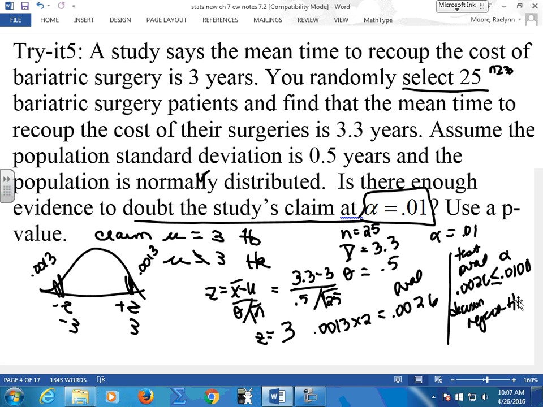So I want to see claim, HO, HA, sketch. Notice I don't put any other numbers out there. That's all we basically need for a sketch. Formula, decision, interpretation, which I didn't write.